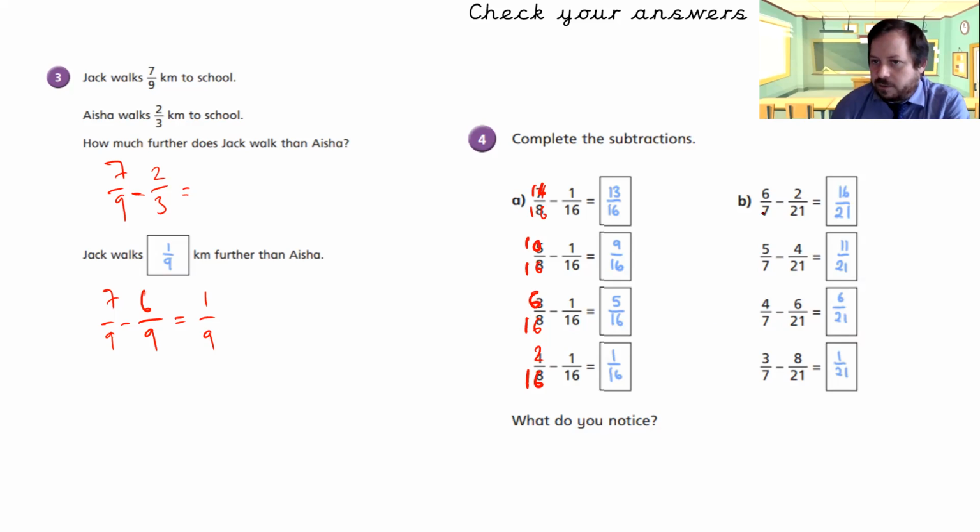And this one over this side, we're timesing by 3 to get to 21. So that's 18. 18 minus 2 is 16. Times by 3, 15. Minus 4 is 11. Times by 3, which is 12. Minus 6 is 6. And then 21 times by 3. 3 times 3 is 9. And that is 1. What do you notice? We're doing the same multiplication where we're starting from.